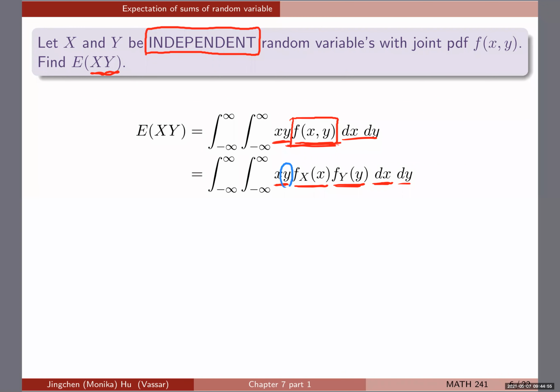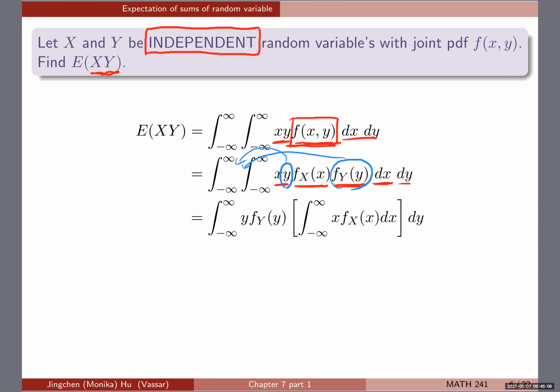So y is a constant, okay? f_Y is another constant, okay? So I can bring both of them outside. That would be a really handy thing to do. So let's see. Okay, so we brought it out, okay? And so they're here. And then the inner one, now you remember, right? We just saw it. This is the expectation of x, okay?